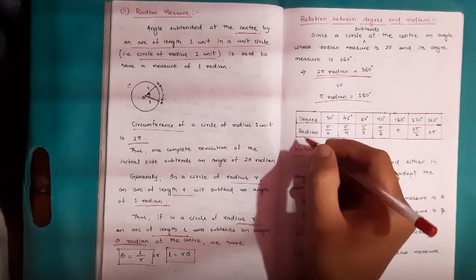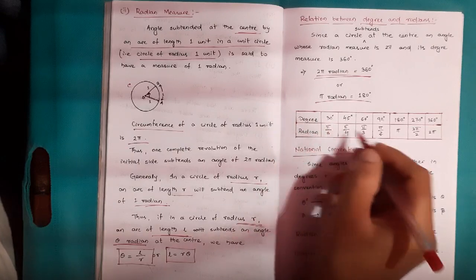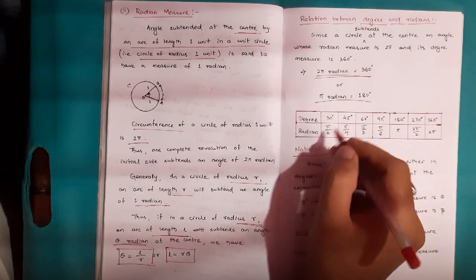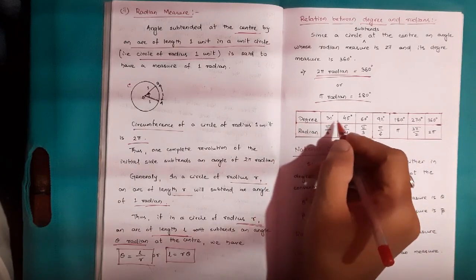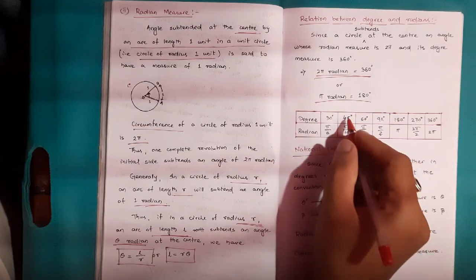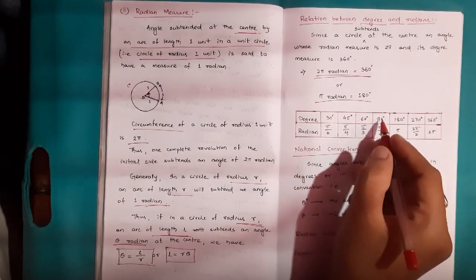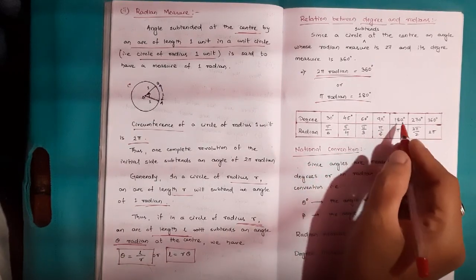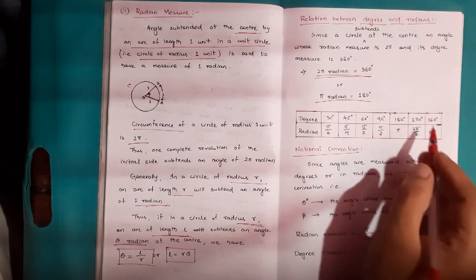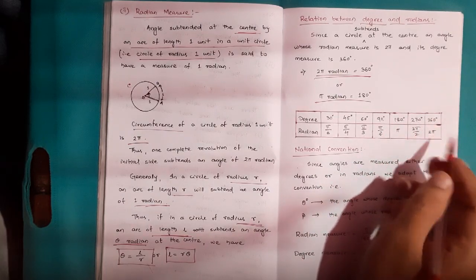Now there are some conversions of degrees into radians for some angles. 30 degrees is written as pi by 6, 45 degrees as pi by 4, 60 degrees as pi by 3, 90 degrees as pi by 2, 180 degrees as pi, 270 degrees as 3 pi by 2, and 360 degrees as 2 pi.